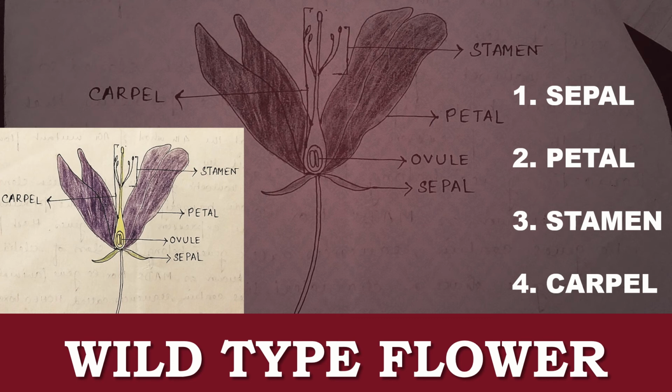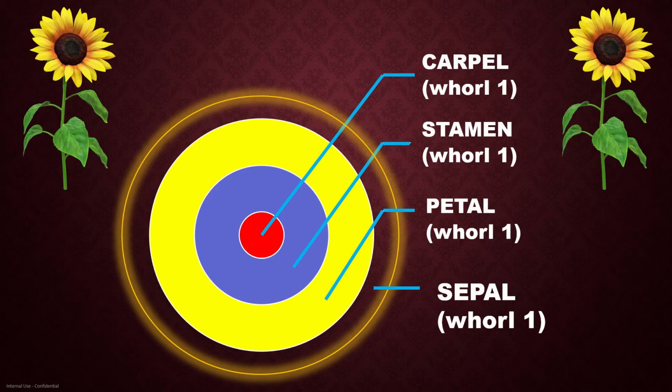Here we will emphasize the genetic control, or the role of genes, that govern the identity of these floral parts. Let's come to the floral architecture in a wild type flower. These concentric rings represent each whorl in a flower. The outermost ring represents whorl 1, which has sepals. Whorl 2 has petals. Whorl 3 has stamen, and the innermost ring, that is the fourth whorl, has carpel. So this is the basic architecture of a wild type flower.